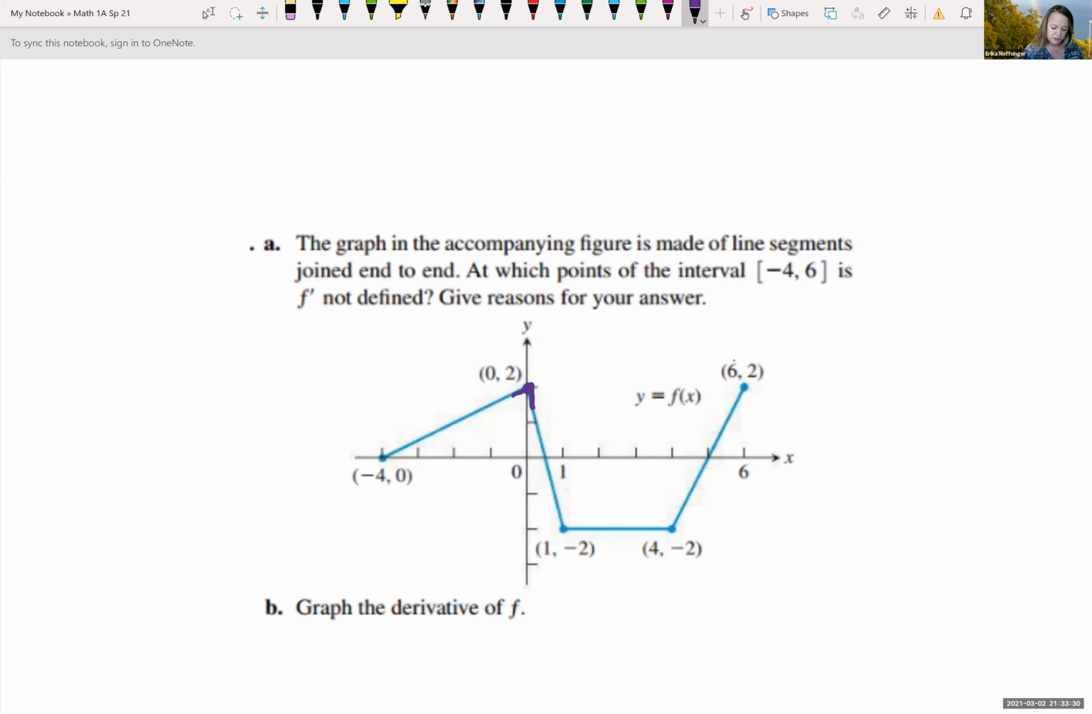So it's not differentiable, or the derivative is not defined, when x is equal to 0. Another sharp corner here. So this is when x is equal to 1. Another sharp corner here. So when x is equal to 4, that's the last sharp corner. It can be differentiable at an endpoint.